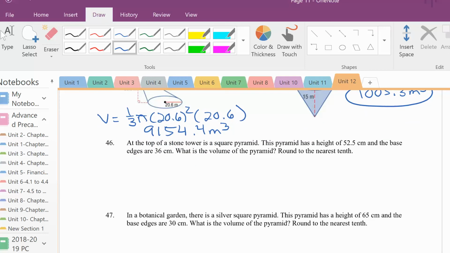At the top of a stone tower is a square pyramid. It has a height of 52.5 and the base edges are 36. What is the volume? Well, it's 1/3 36 squared times 52.5. And when you multiply that out, you get 22,680 cubic centimeters.